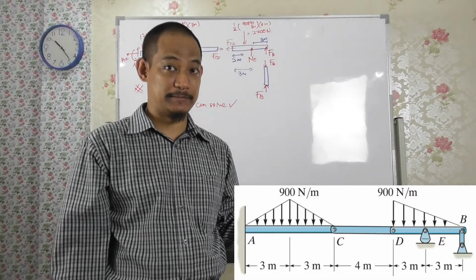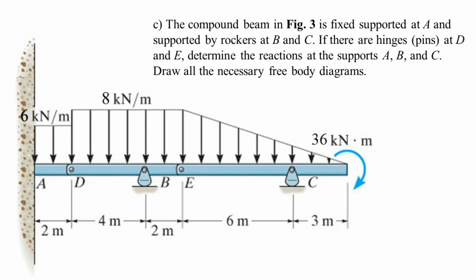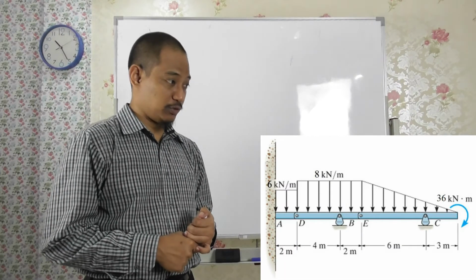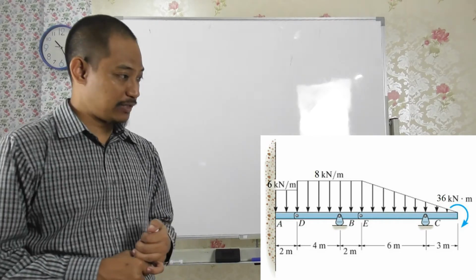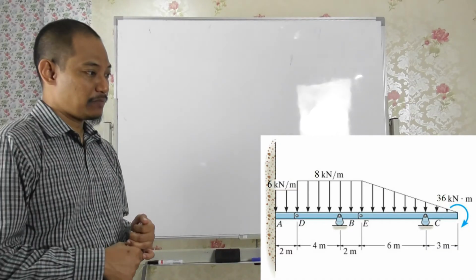We'll go straight to question number 10. Okay, this is question 10. You have the diagram there, and the question says, the compound beam in the figure is fixed supported at A. Meaning that A is a fixed support, and supported by rockers at B and C. If there are hinges or pins at D and E, determine the reactions at the supports A, B, and C. Draw all necessary free body diagrams. So basically you need to compute the support reaction at fixed support A, as well as at the rockers B and C.